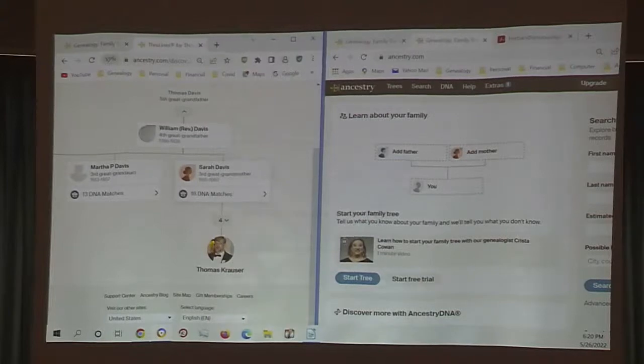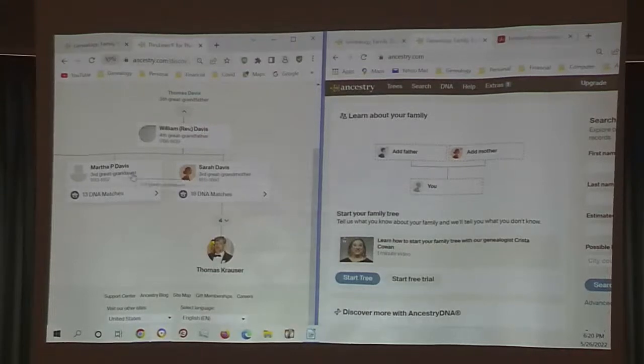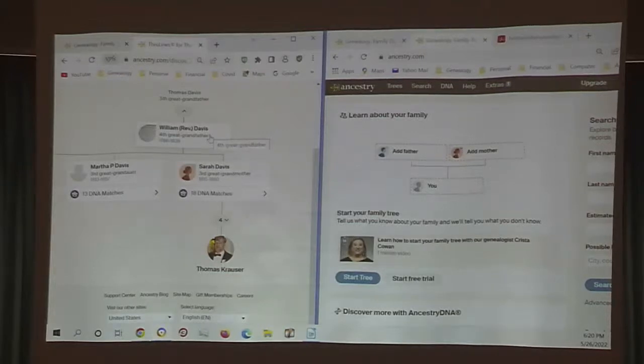And then if I choose to click on one of them, Martha Davis has 13 people under her, and her fourth great grandfather was William Davis, and that's also my fourth great grandfather.